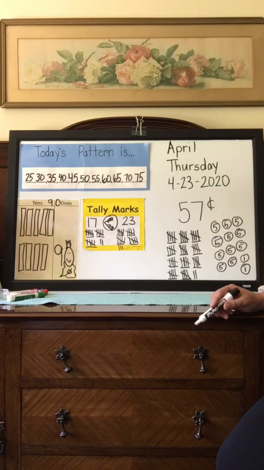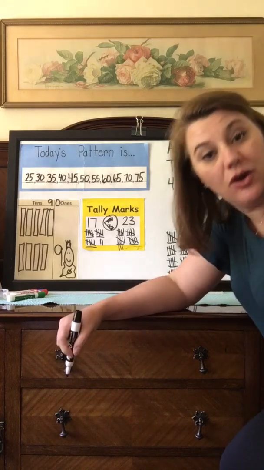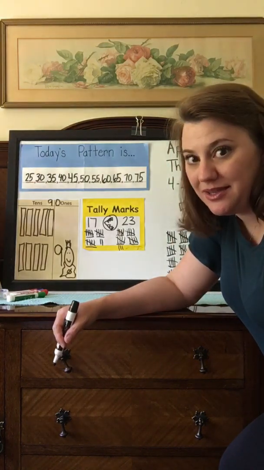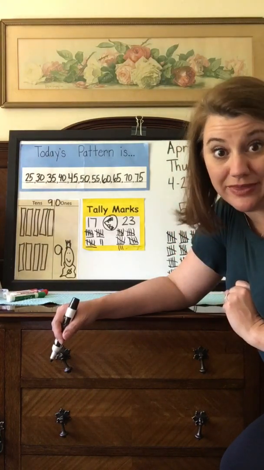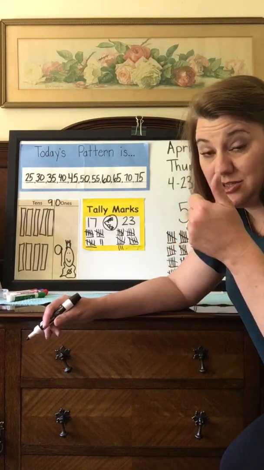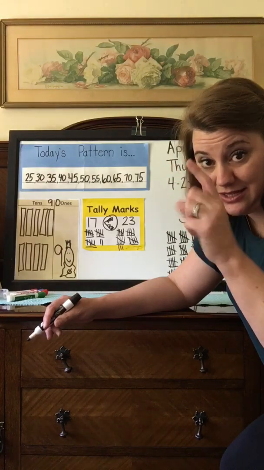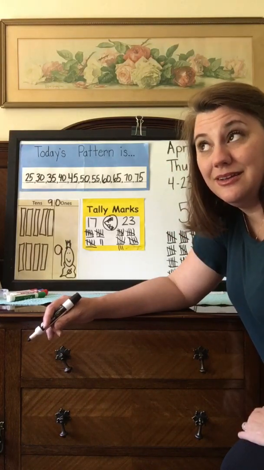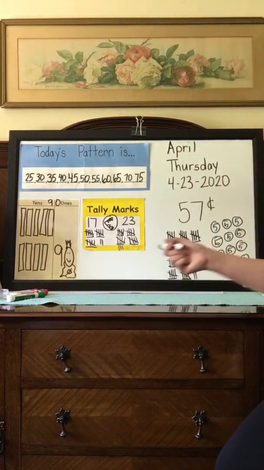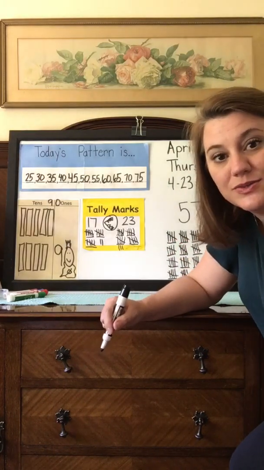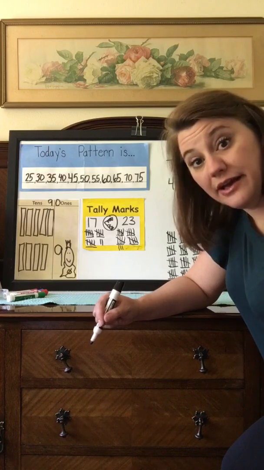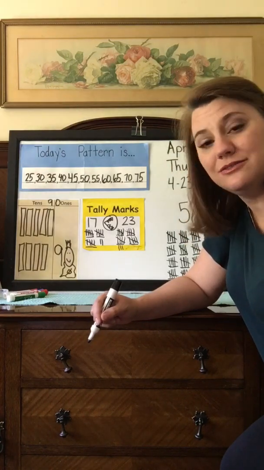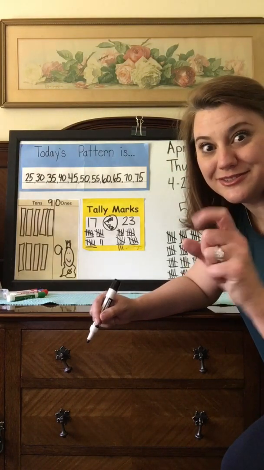See if you can count out 57 cents with nickels and pennies at home today. And then maybe you could trade your two nickels for a dime and see what happens then. Because 2 nickels, 5, 10 equals 1 dime. So see if you can make 57 cents using pennies and nickels and dimes. Do it all, boys and girls, because you're smart.